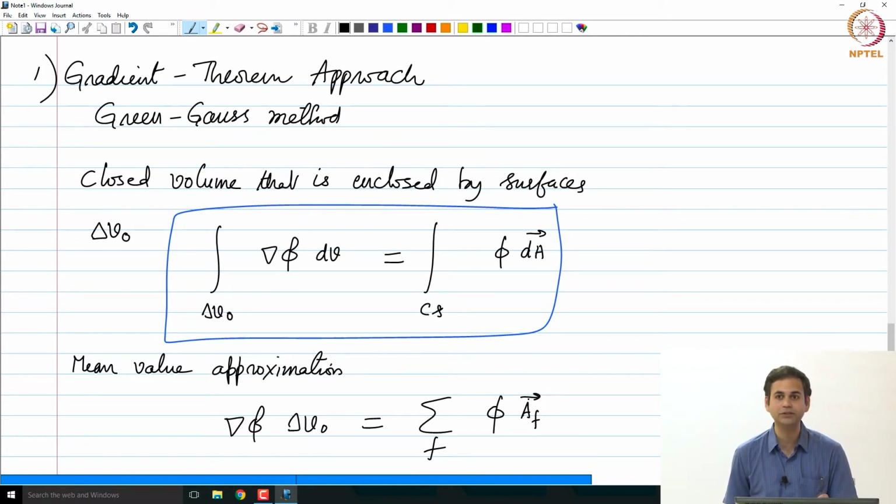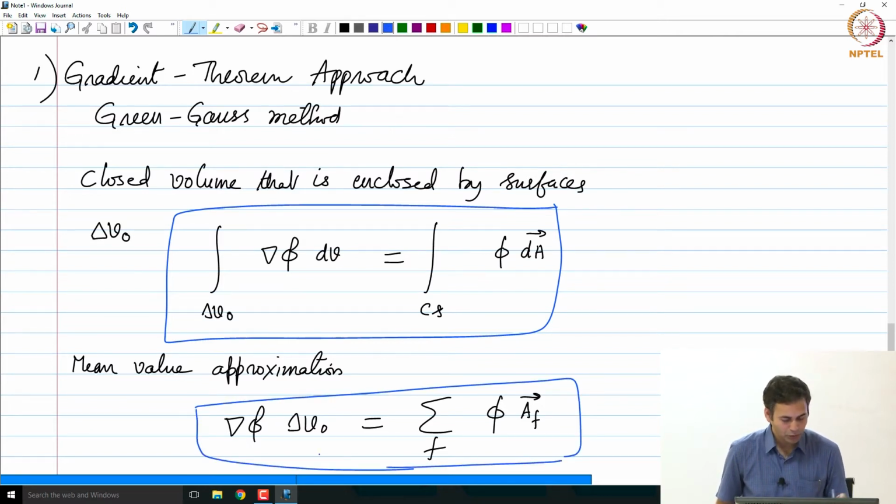Here the control surface integration has two components. One is integration over the little area, the other is the sum of all these areas, for phi times A f bar. So, this is the discrete form of the gradient theorem. Now, do you see why this is a method to calculate the gradients? You will see it right away, because what are the inputs? Phi is the input, which we already know from the previous iteration value or the current iterated value. Do we know A f bar? We know the areas. What about the cell volumes? We know them. And what do we need to calculate? Grad phi 0, at the cell center. That is as simple as that.